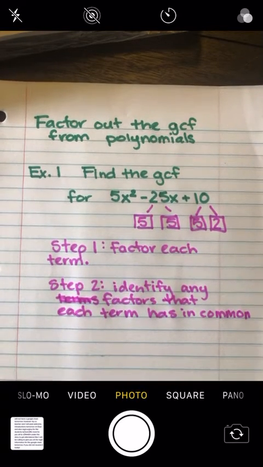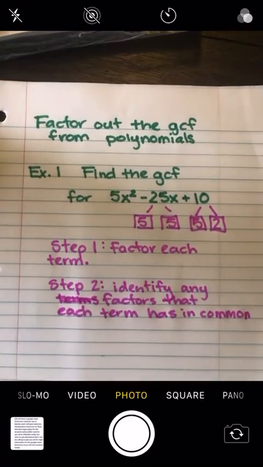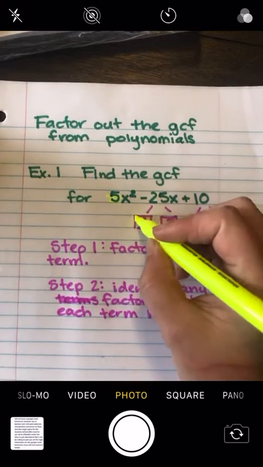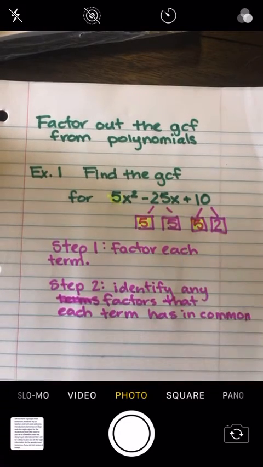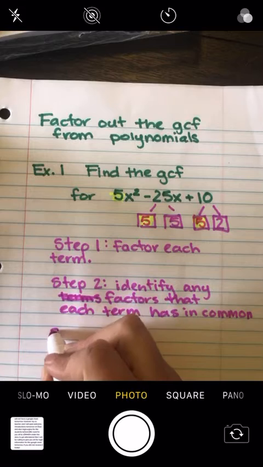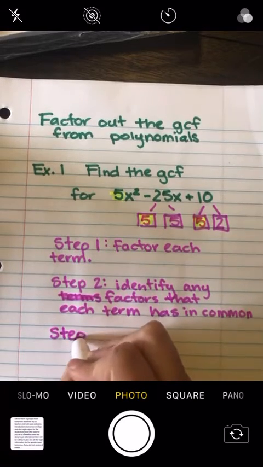All right, so if we're looking at this and we're trying to find the factor that they all have in common, they all have a 5. This one was 5, this one has a 5, this one has a 5. All right, so now I'm going to rewrite this equation by removing the common factor.